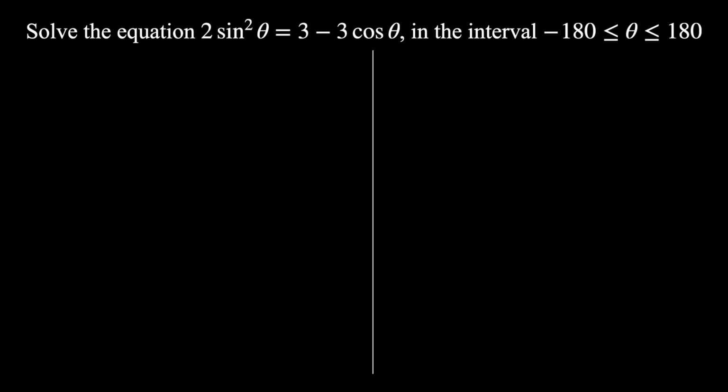This question says, solve the equation 2 sine squared theta equals 3 take 3 cosine theta in the interval negative 180 to 180. Okay, here we're going to be talking about negative angles as well. Remember we want to have it all in terms of one function. How can we do that here? Well, we don't have a cosine squared this time, so we can't substitute in 1 take sine squared. What can we do? We can substitute something in for sine squared.